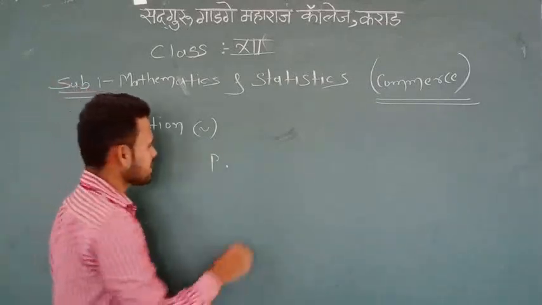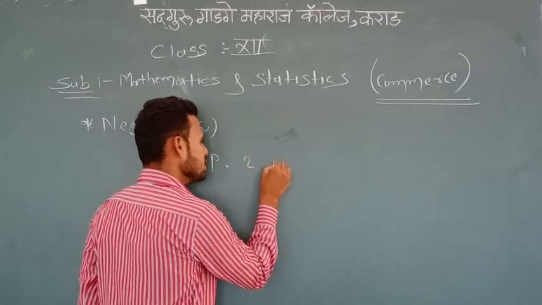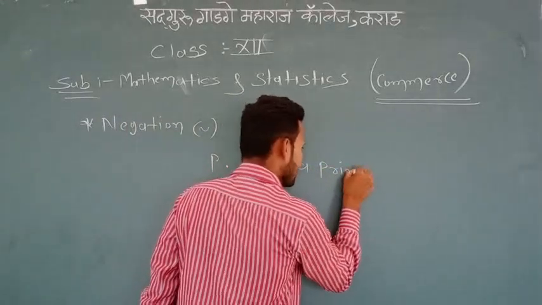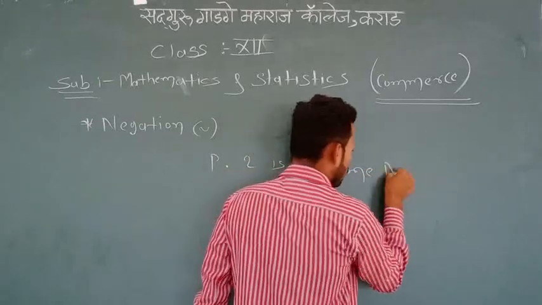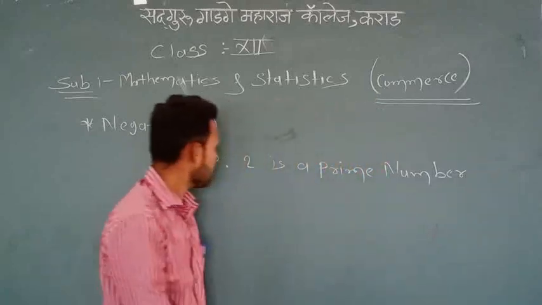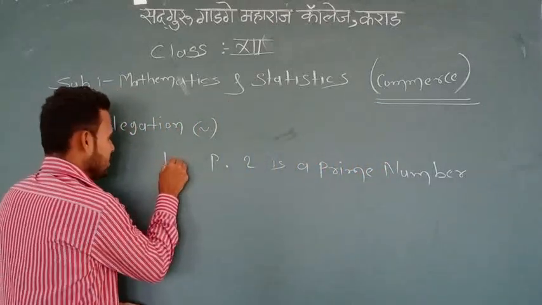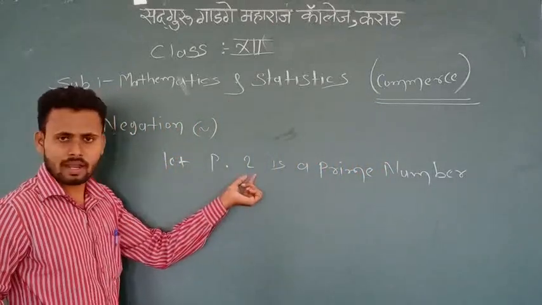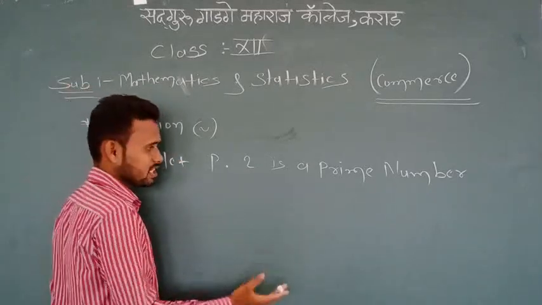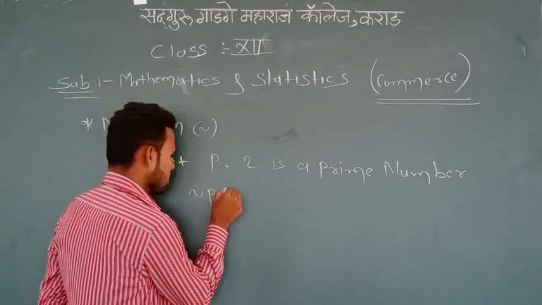Therefore, for example, let P be the statement that 2 is a prime number. Now, therefore, its negation of P. Just what we do, negation of P.